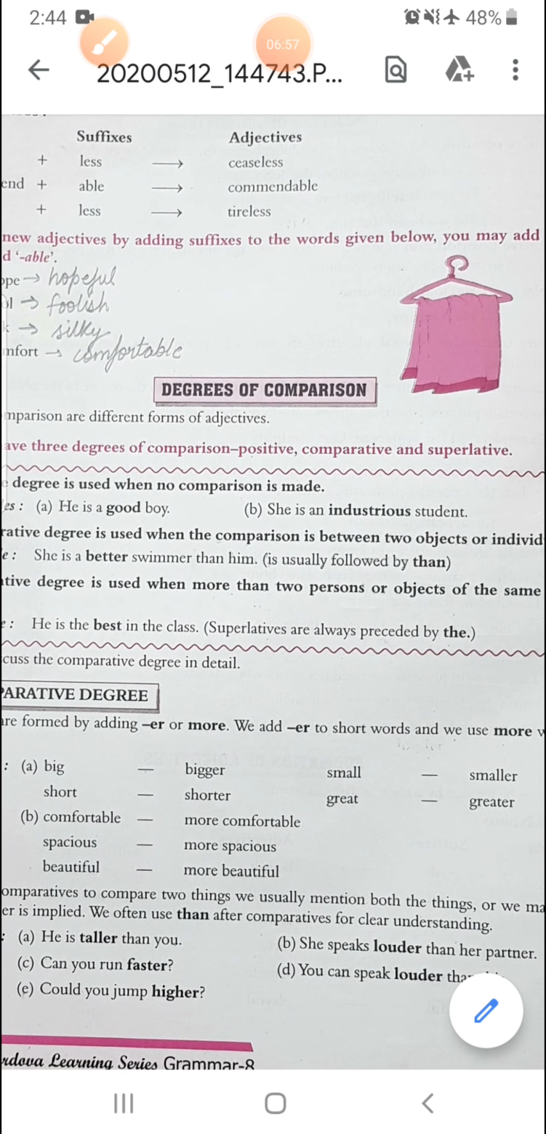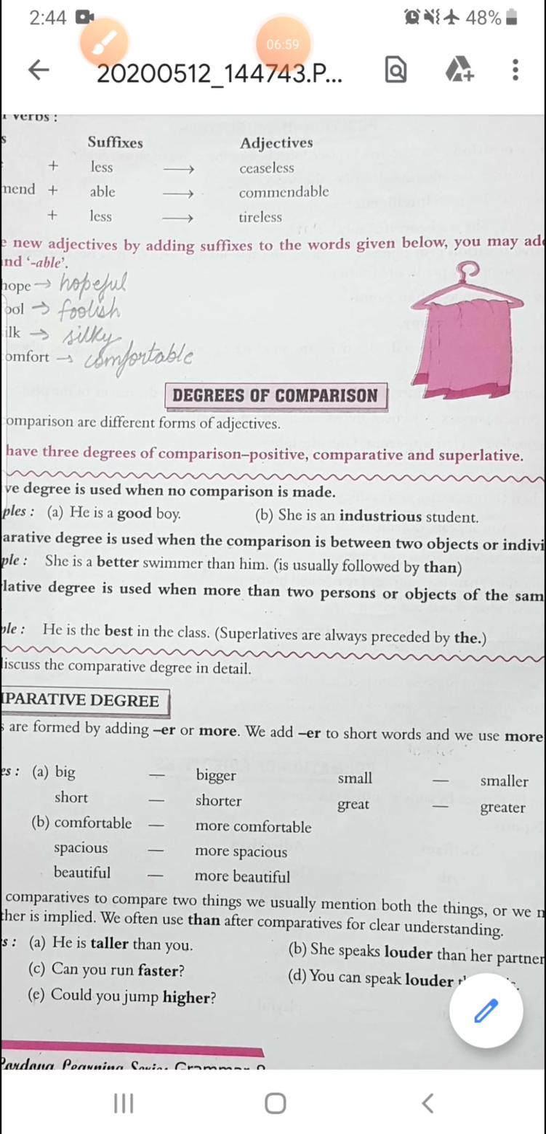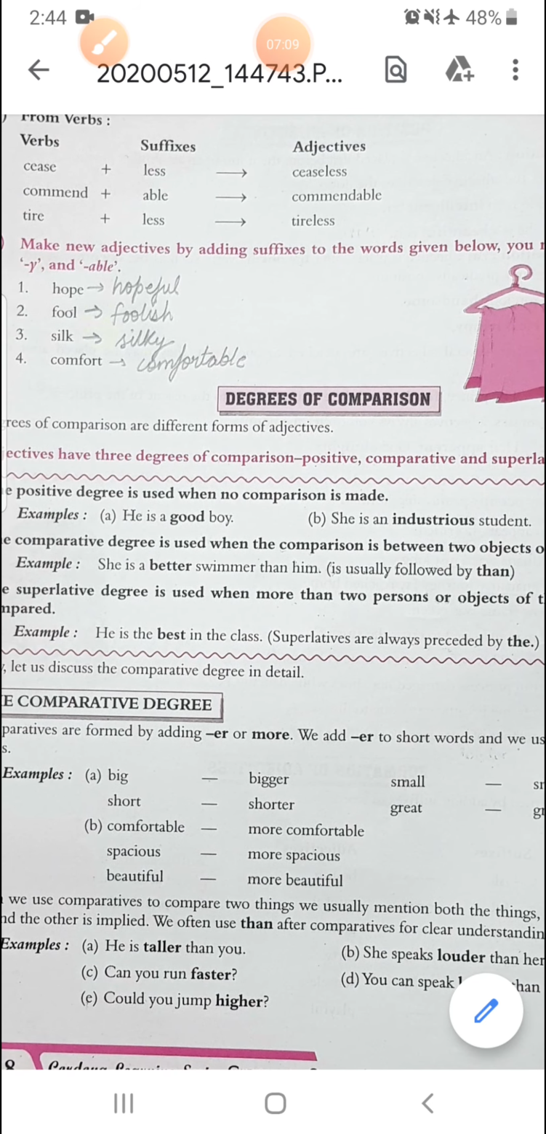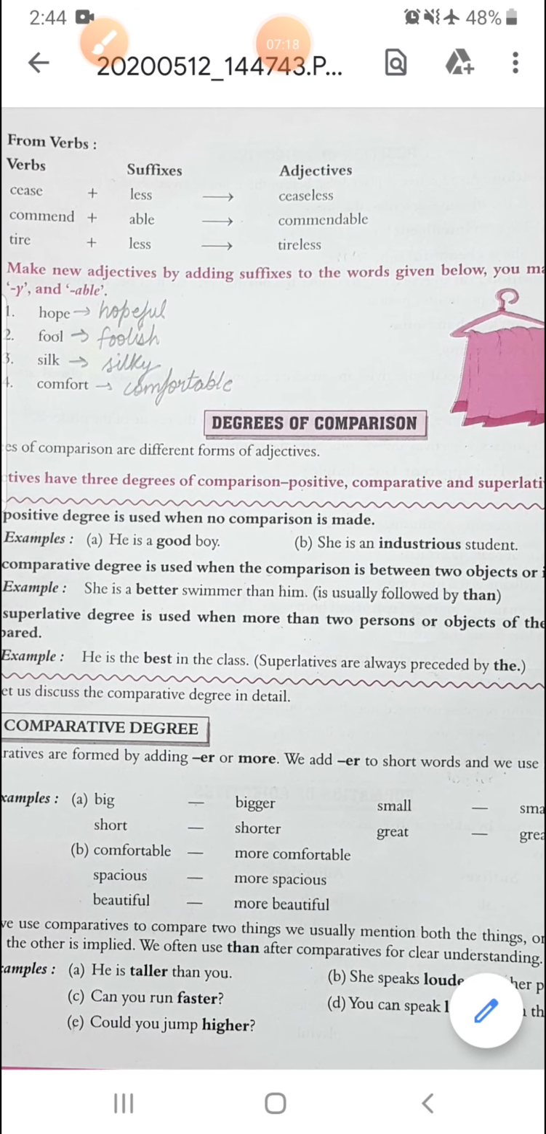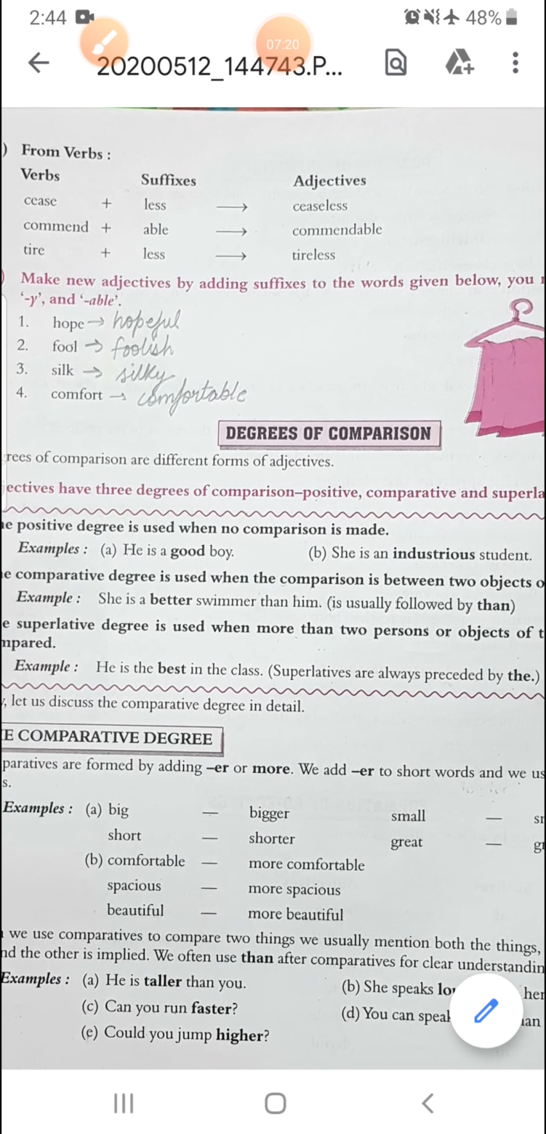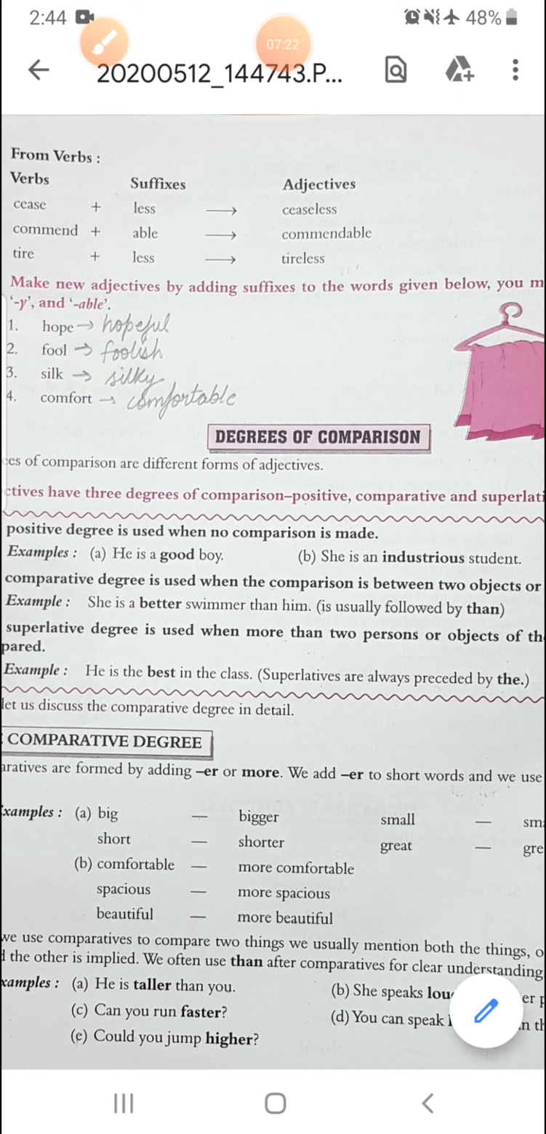Then see the second example, she is an industrious student. So again we are telling about that girl that she is industrious. Industrious means laborious, hardworking. If I say Raju is a tall boy, we are just telling about that boy that he is tall. So you can see here in these adjectives that we are not using them to compare.